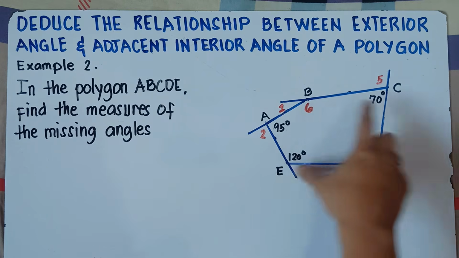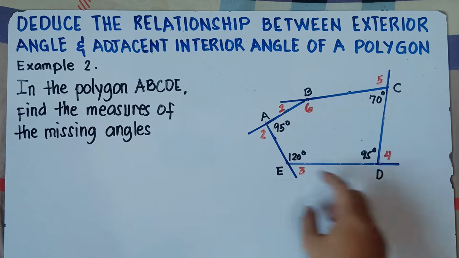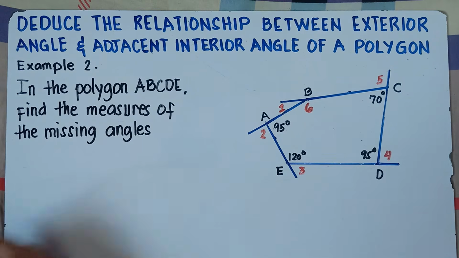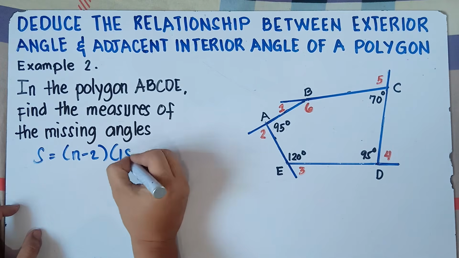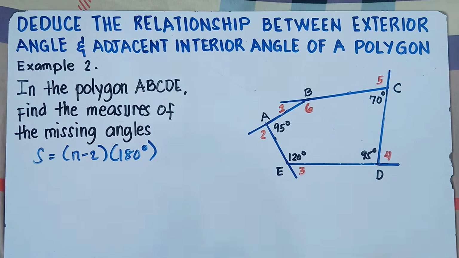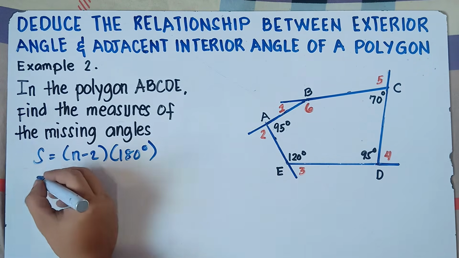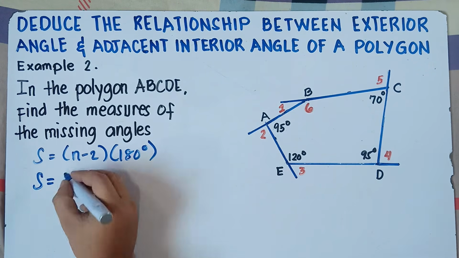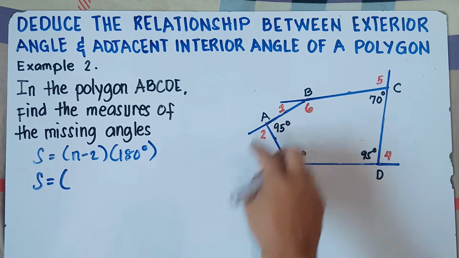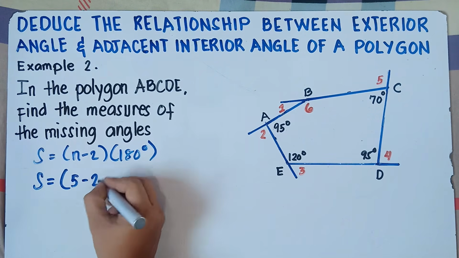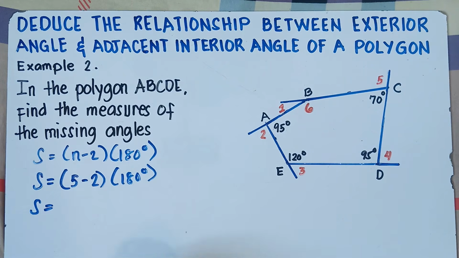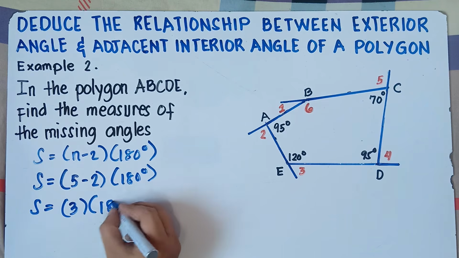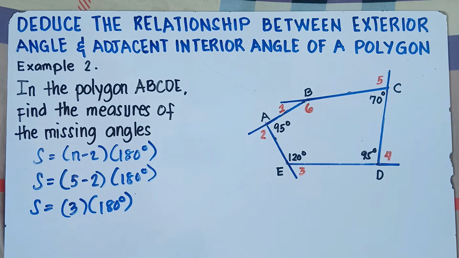So to find that, you get first the sum of the following interior angles by using the formula. The sum equals quantity n minus 2 times 180 degrees. So once again, n represents the number of sides. We have 5 sides. So 1, 2, 3, 4, 5. So our n is 5, minus 2, times 180 degrees. So s equals 5 minus 2, that's 3, times 180 degrees. So 3 times 180 degrees would be 540 degrees.